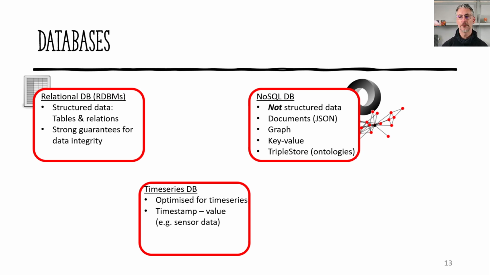More flexibly, we have NoSQL databases. They are not for structured data. They typically work on documents that are encoded in a JSON format. Or we can have graph databases or key value stores or triple stores if we want to focus on ontologies. We also have a special case for relational databases, the time series databases. They're optimized for time series, where we have timestamp and value, for example, sensor data.